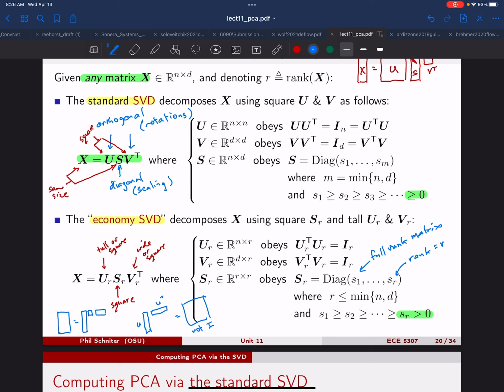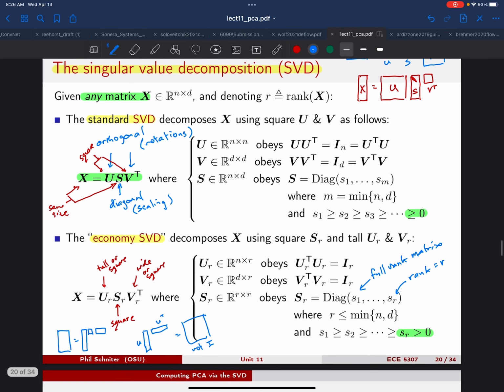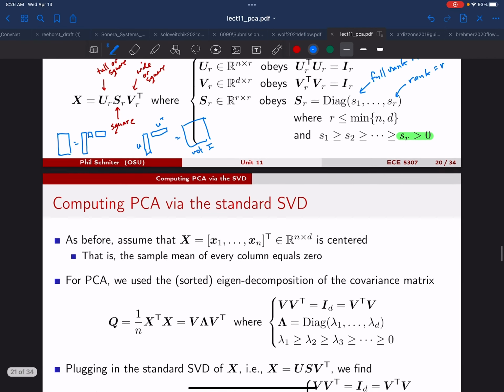Okay. How many of you guys have heard of the SVD before? Okay, great. So any other questions regarding the SVD here? All right.